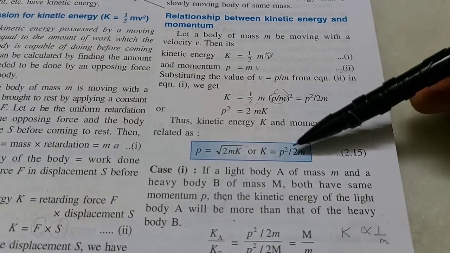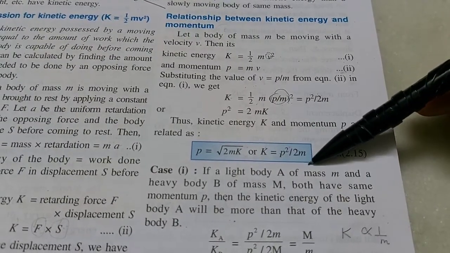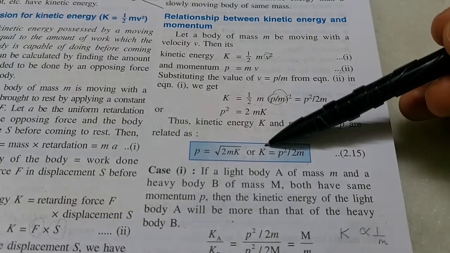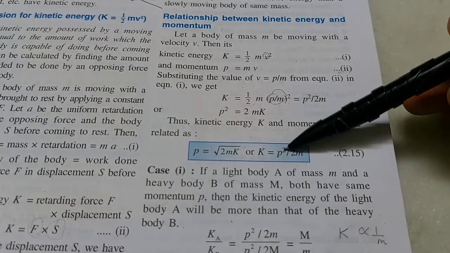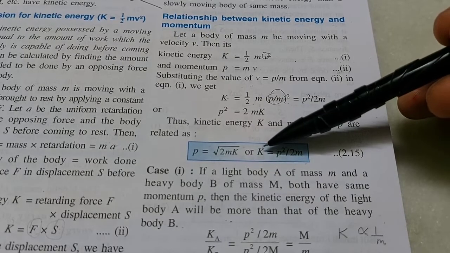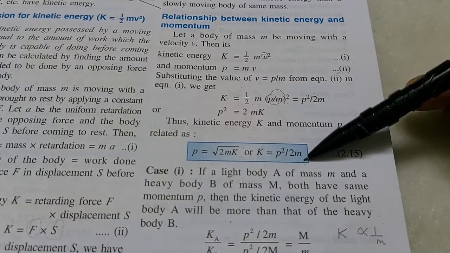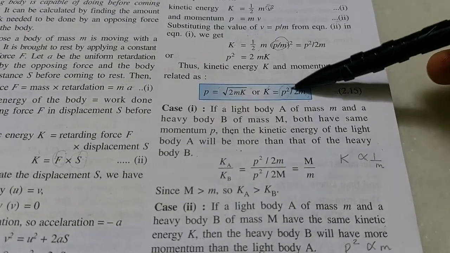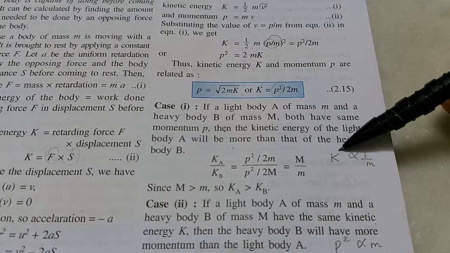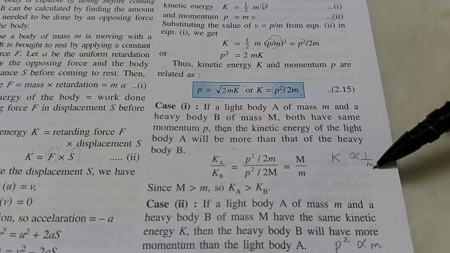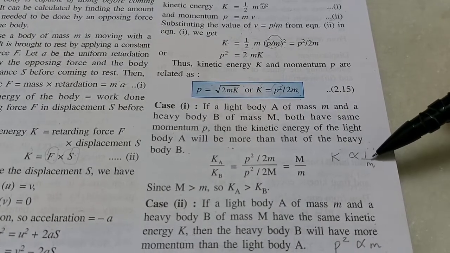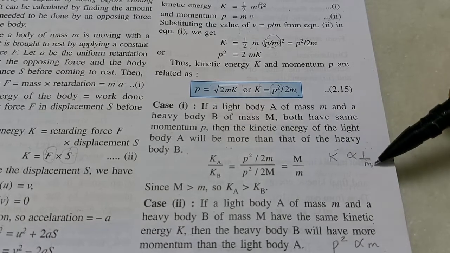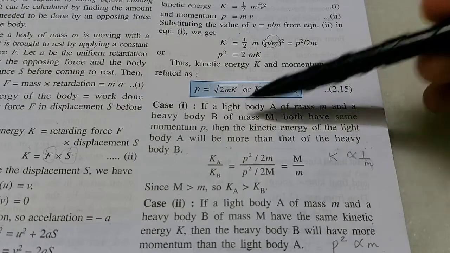What I notice here is that p square is a numerator and mass is a denominator. So I can say that the kinetic energy is directly proportional to the momentum or square of momentum, but it is inversely proportional to the mass of the object. So if momentum is constant, I can simply say kinetic energy is inversely proportional to mass. That means lighter the mass, more is the kinetic energy. Notice this is true only if momentum is constant.